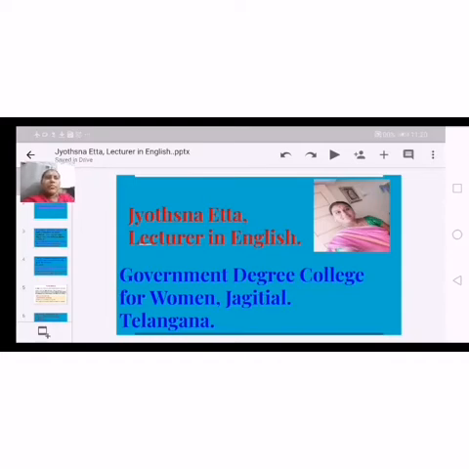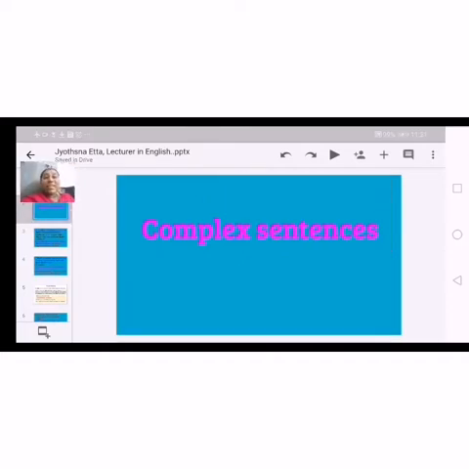In compound sentences we have two independent statements, but we combine the two independent statements by using a connector. Connectors are conjunctions, the connecting words which we use there. So those are the two types, simple sentences and compound sentences, we have learned. And in today's class we are going to learn about the third type, complex sentences. So let's move to complex sentences.